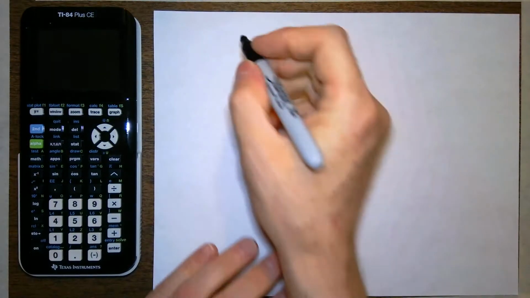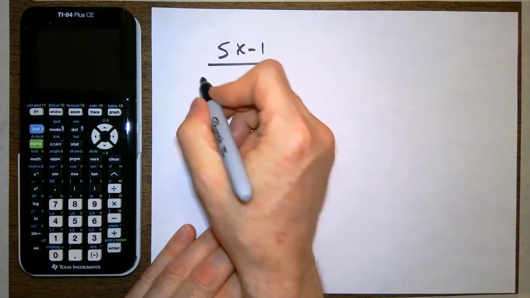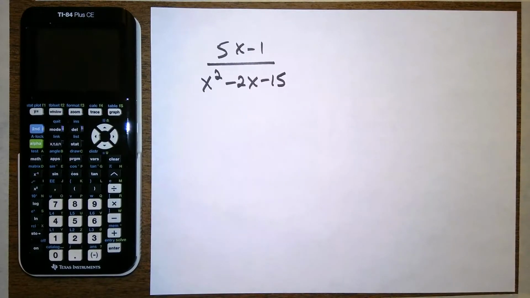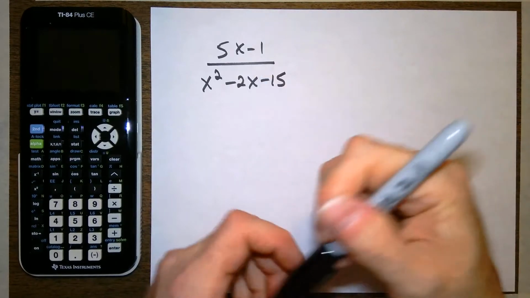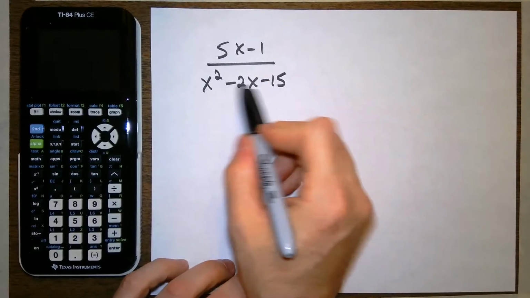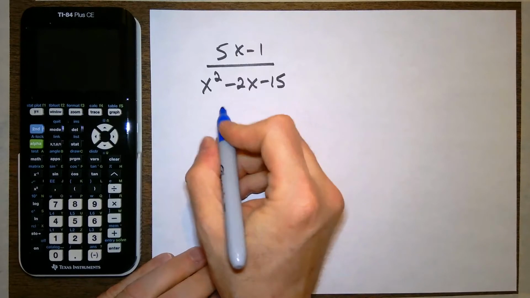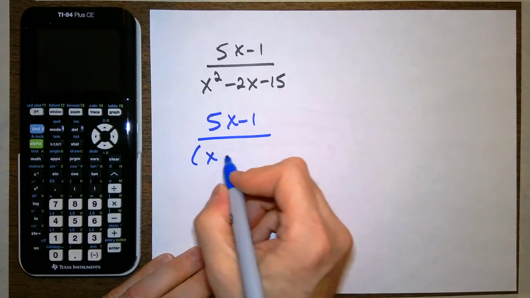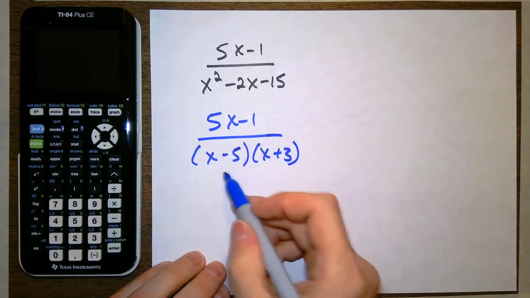So let's consider the rational expression 5x minus 1 over x squared minus 2x minus 15. What partial fractions is all about is taking this and breaking it up into other fractions so that if I added them all up, I would get this. One of the keys is in factoring. If I take a closer look at the denominator here, it's going to factor nice and easy. I would get 5x minus 1 over x minus 5 times x plus 3. This is the same thing as this, just broken down.